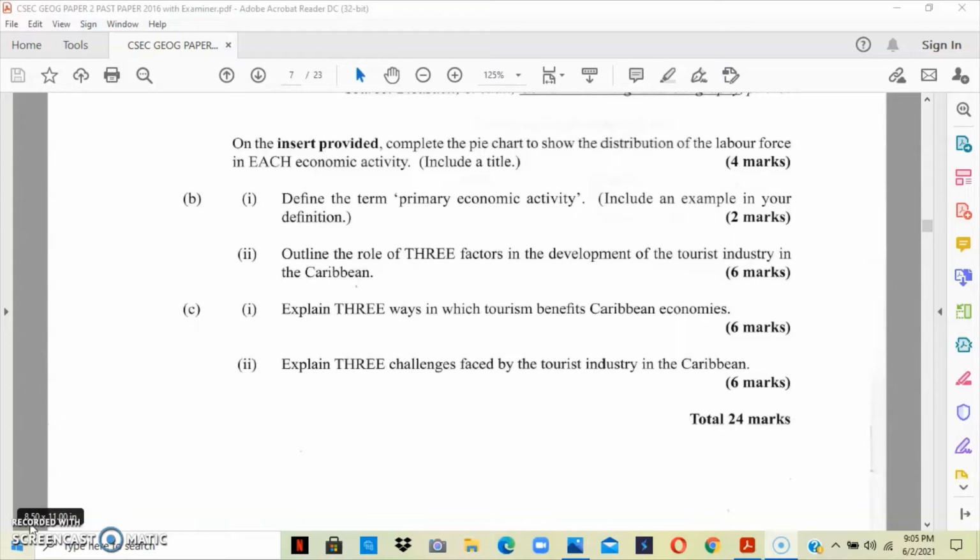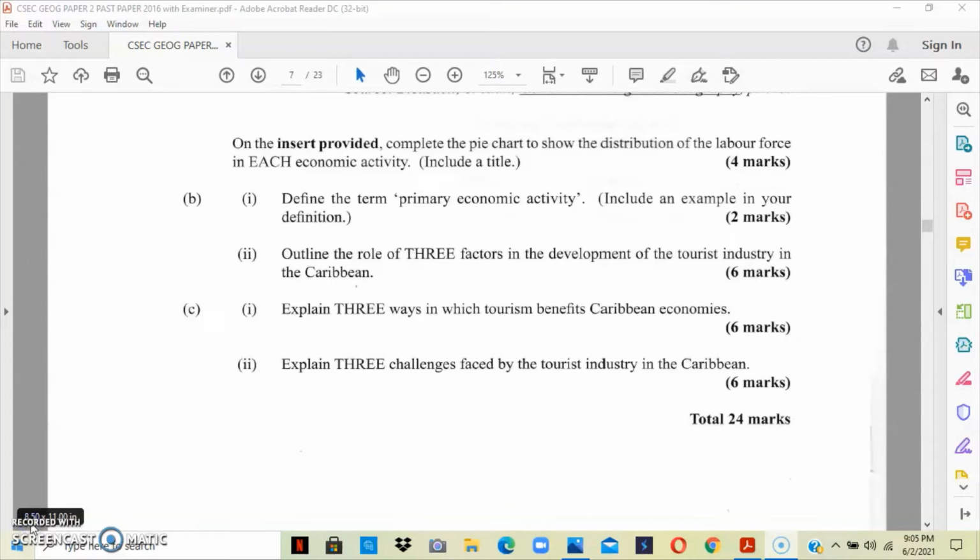Part 2 of question B asks us to explain the role of 3 factors in the development of the tourism industry in the Caribbean. Now remember that the Caribbean is basically the tourism hub for the world. So these are a few of the factors that basically aided in the development of the tourism industry. So for example, the geographic location. Now remember that the Caribbean is ideally located to attract tourists from North and South America. And because the Caribbean is accessible by air and water, so we have major airports and docks, it is pretty easy for tourists to get to the Caribbean.